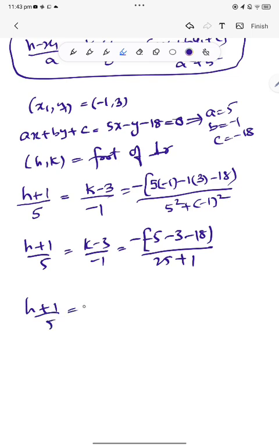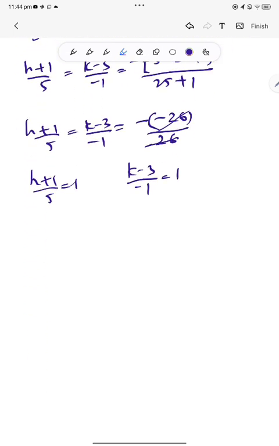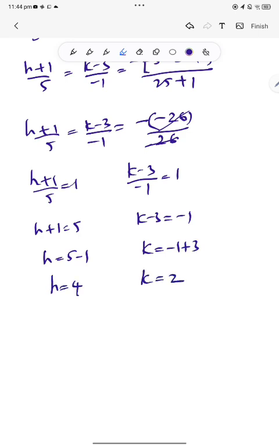So (h + 1)/5 = (k − 3)/(−1) = −(−26)/26. So this 26 gets cancelled and minus into minus becomes plus 1. So (h + 1)/5 becomes 1, and (k − 3)/(−1) is 1. So you will get h + 1 = 5, and k − 3 = −1. H = 5 − 1, k = −1 + 3. H = 4, k = 2. So therefore our foot of perpendicular, that is (h, k), is (4, 2).